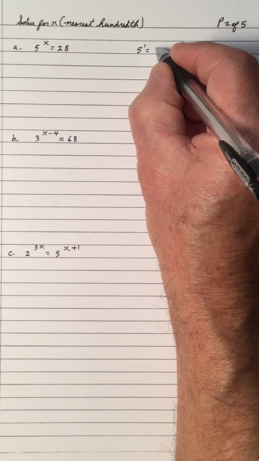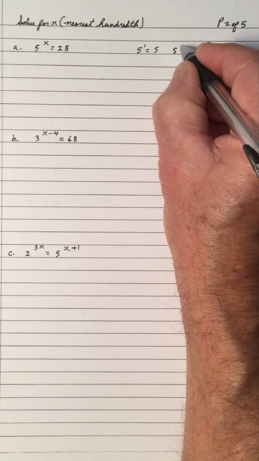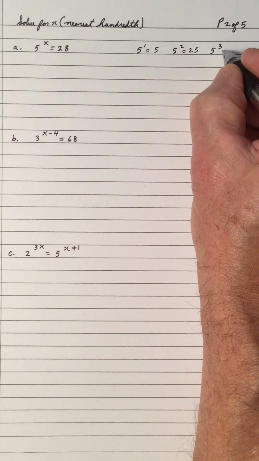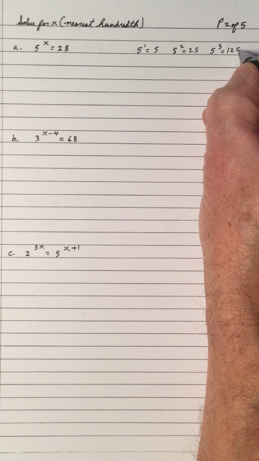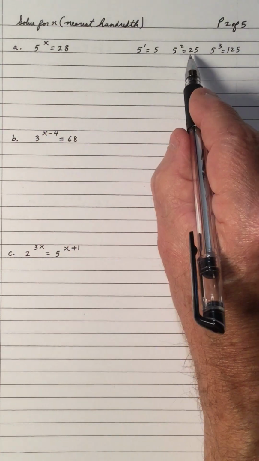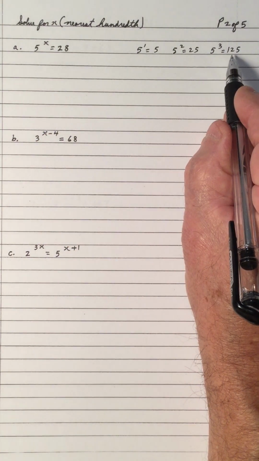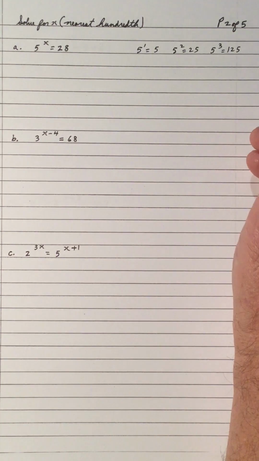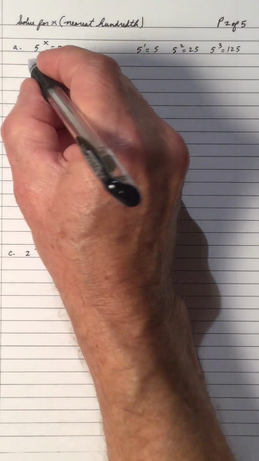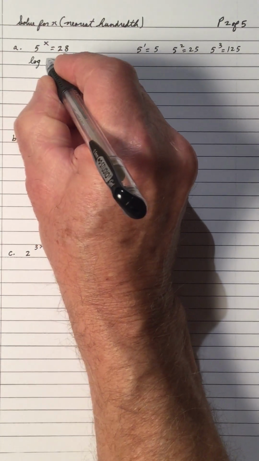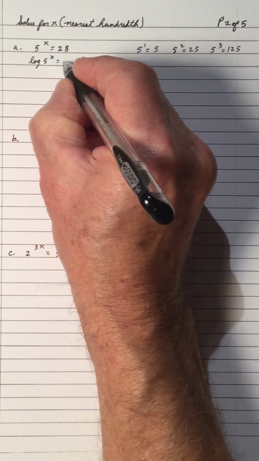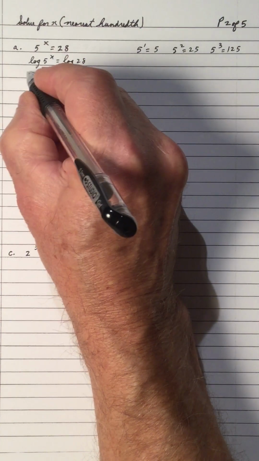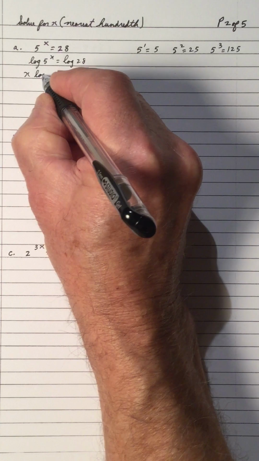5 to the 1 is 5, 5 squared is 25, 5 cubed is 125. So 28 is between 25 and 125, so that means the power of x is between 2 and 3. The only way to find that would be to do the log of both sides. So we do the log of each side, and because of the power rule, x moves to the front of the log 5.